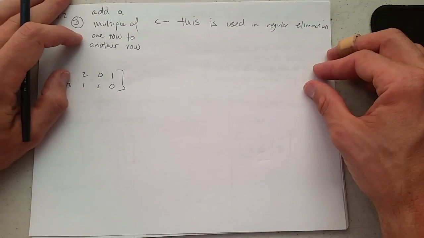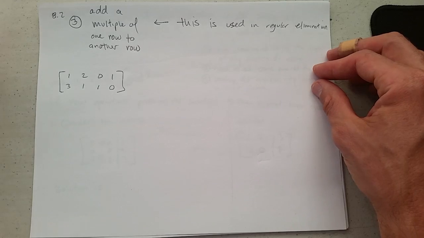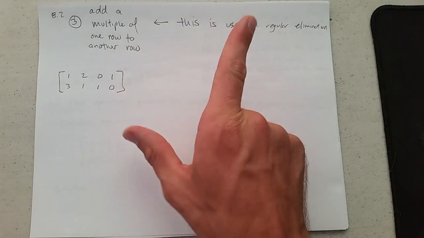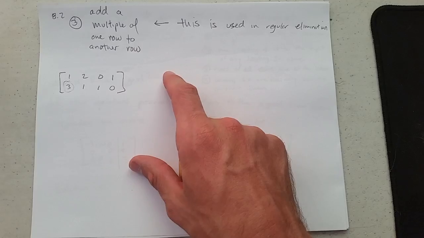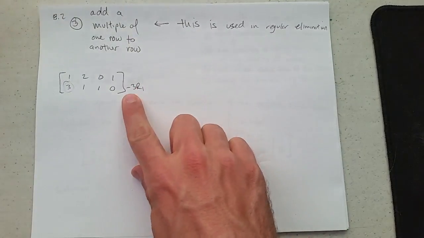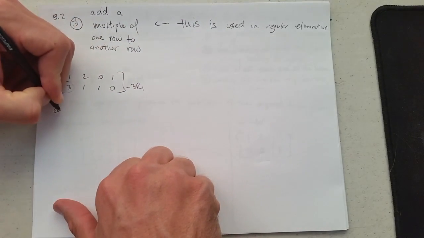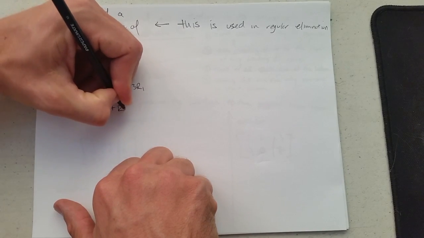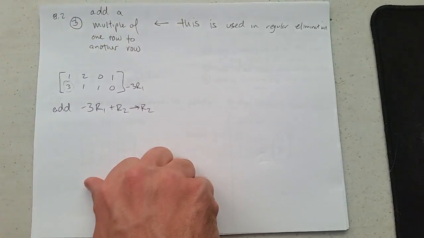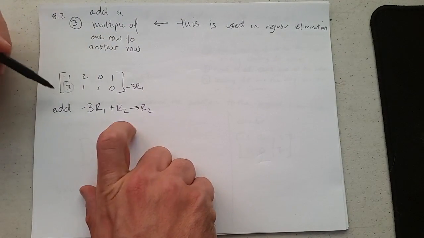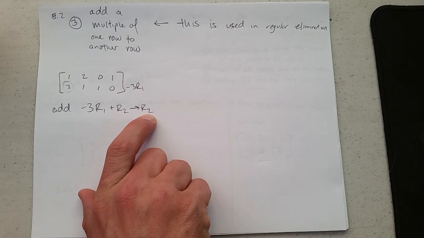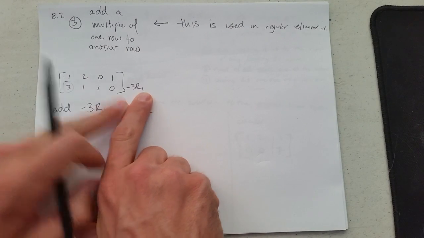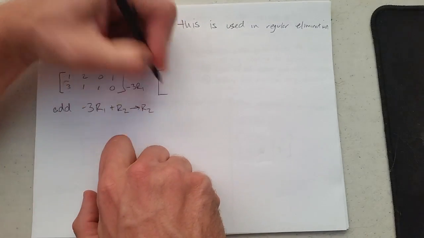Last operation. This is the one you're going to do the most frequently. It's also the most involved. You're going to add a multiple of one row to another row. So I have a matrix here. Thinking about elimination, let's eliminate the 3 right here. The way I'm going to write it is negative 3 row 1. So I'm going to add negative 3 row 1 to row 2, and then I'm going to store that where row 2 is. That's a lot of writing. So I basically skip this row 2 part and just write minus 3 row 1, and I write it next to row 2.